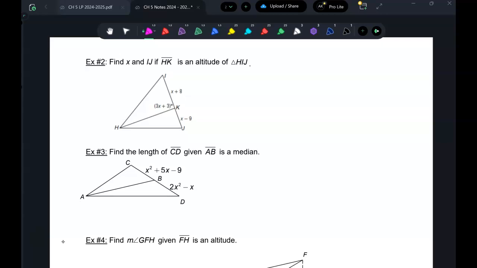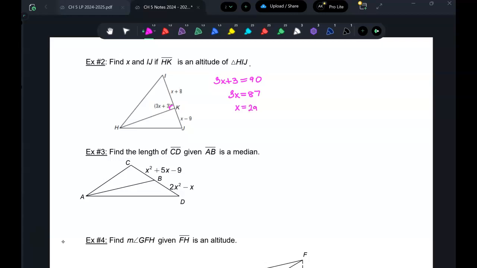All right. So find x and IJ if HK is an altitude. So an altitude does not go through the midpoint. All we know is that this has to be a right angle. So 3x plus 3 equals 90. So 3x equals 87. 87 divided by 3 is 29.